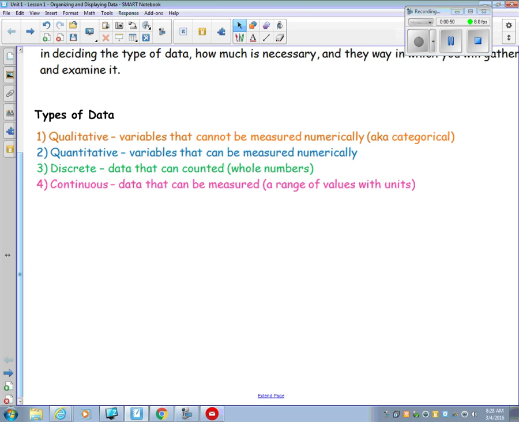Okay, so if we're going to the parking lot to look at the cars in the parking lot, what are some qualities that we can measure? Well, maybe the color, maybe the size, maybe the type, SUV or a truck or something like that. Those are all qualities. Okay? They'd be qualitative pieces of data. The opposite of that would be a quantitative piece of data. That's something you can measure numerically.